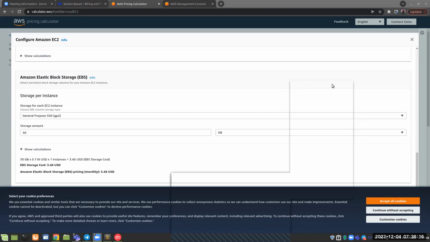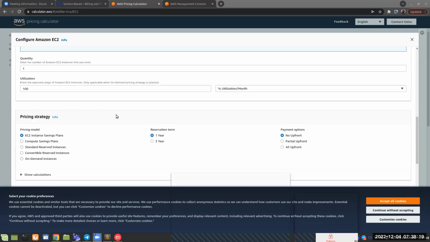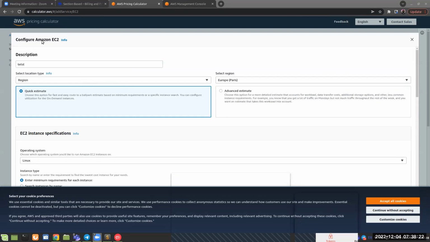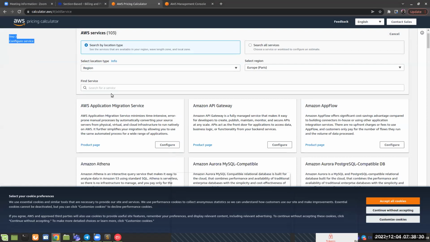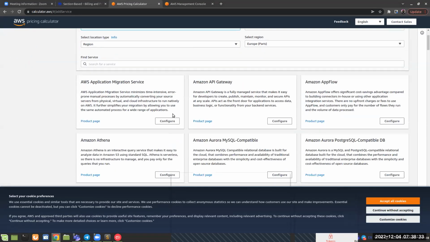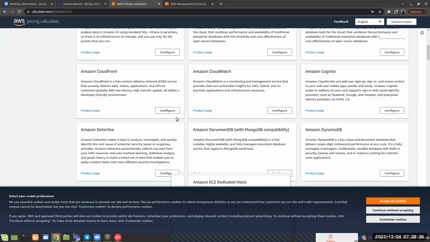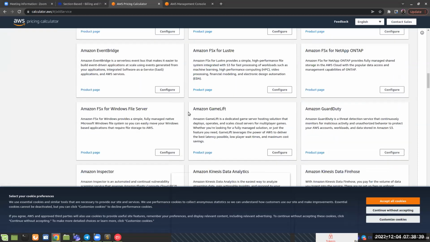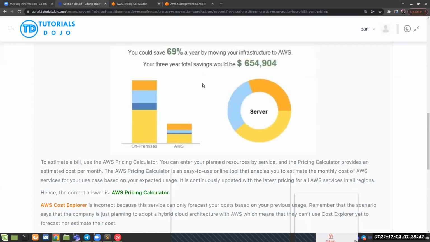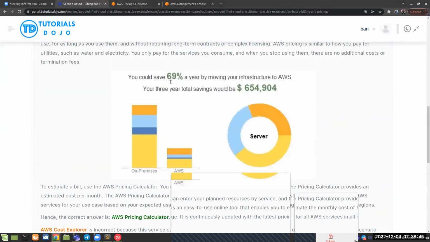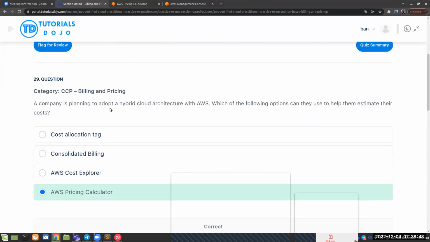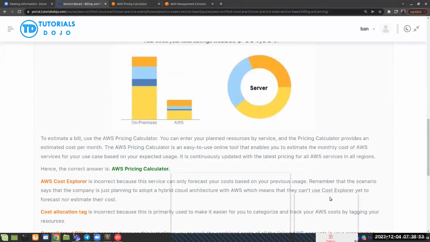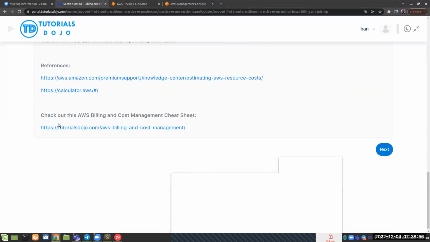I'm just a little bit fast here because of time. But the general idea is you can come and configure an approximation of what you want to have. So if I choose the region and I pick a particular service, I can estimate how much it will cost. That's the answer to this question: you want to move to AWS and estimate the cost of running in a particular region. You can go to the pricing calculator, put in all the figures, and get a value.